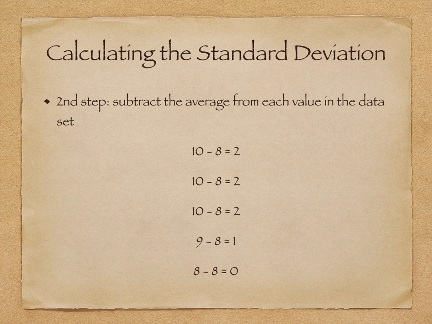The second step in calculating the standard deviation is to subtract the average from each value in the data set. So if we begin with our first data value, we have 10 minus 8, which is the average, which equals 2. And this continues through the series, as you can see.